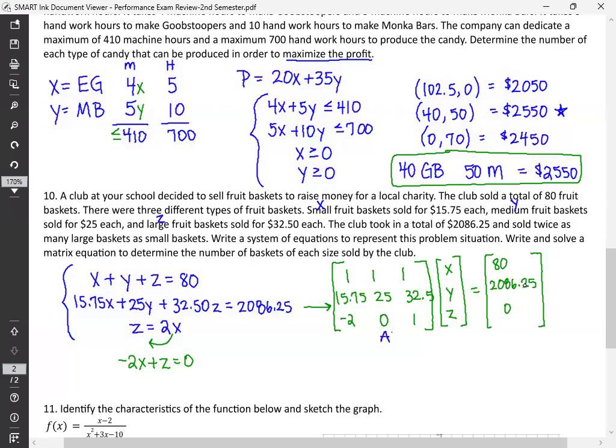Then to get Desmos to help us out with this one, we're going to go to Desmos. We're going to call this A. We're going to call this B. And then our magic equation, what I always call the magic equation, is A inverse B will tell us how many small, medium, and large baskets we need. So now this is where you're going to pull up your matrix calculator.